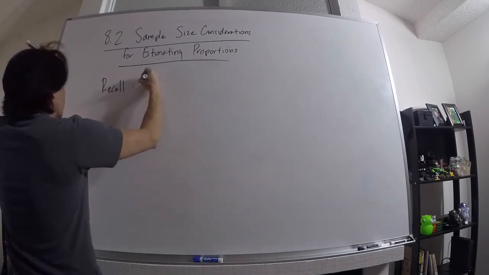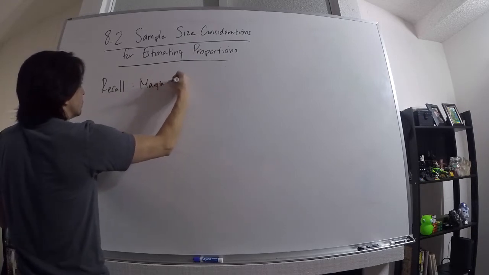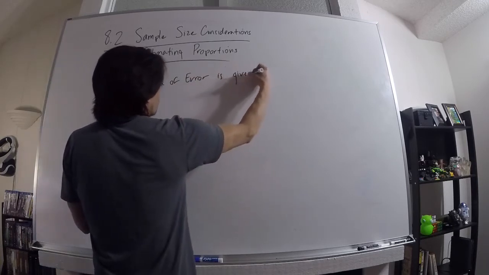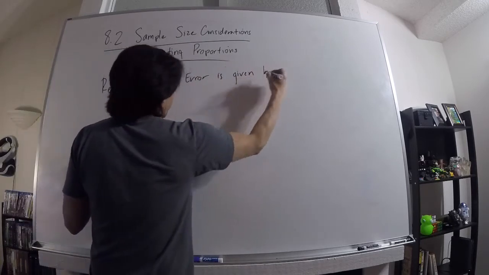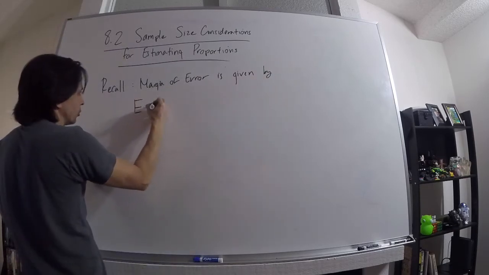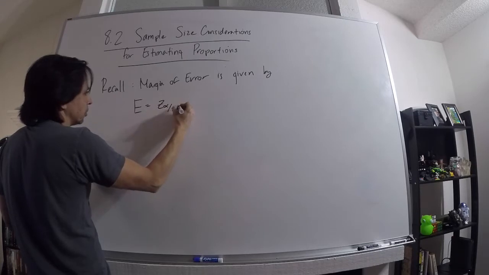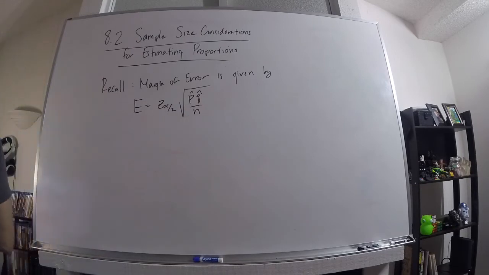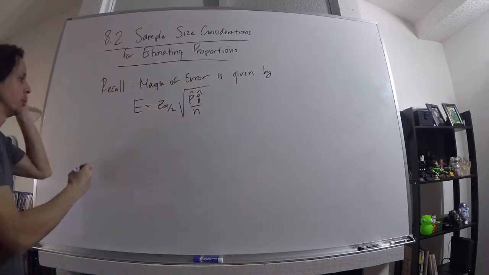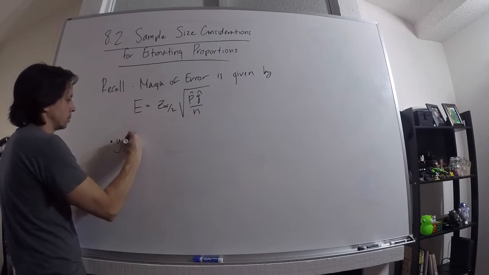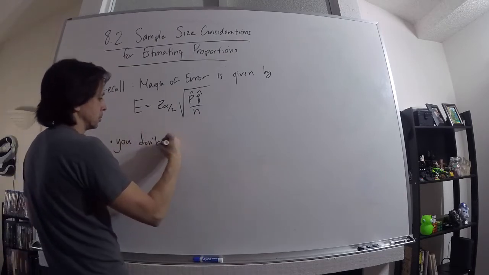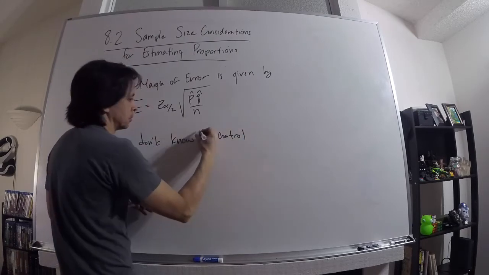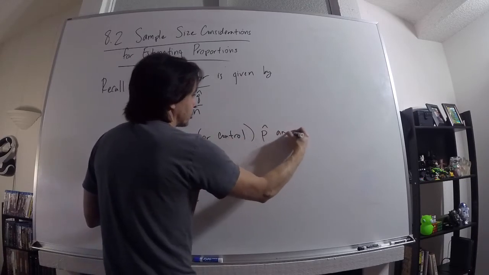Recall, margin of error, something that you usually want to reduce, is given by, for proportions at least, E is equal to Z alpha over 2 times the square root of P hat Q hat over N. Okay. Note, you don't know or control P hat and Q hat.